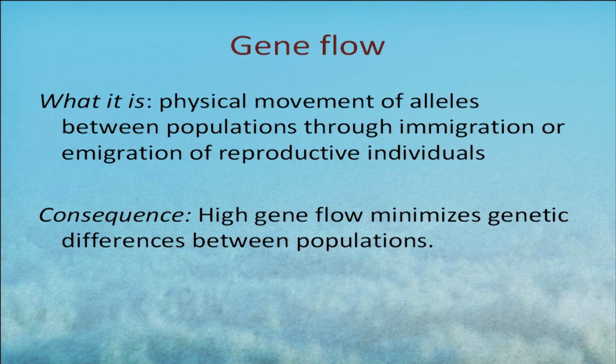Let's start with gene flow. Gene flow is defined as physical movement of alleles between populations. This is a fancy way of saying that you get reproductive individuals migrating between the populations. And when they do, they bring their alleles with them and contribute them to the different population. When you have high levels of this gene flow, so you get individuals that are consistently migrating between two populations of the same species, then you minimize the genetic differences between the two. This keeps those two populations together as one species.